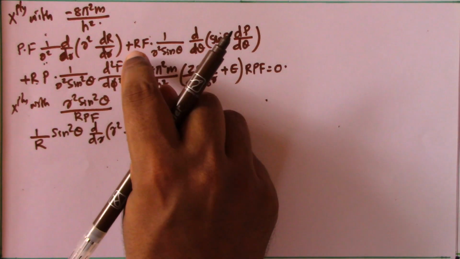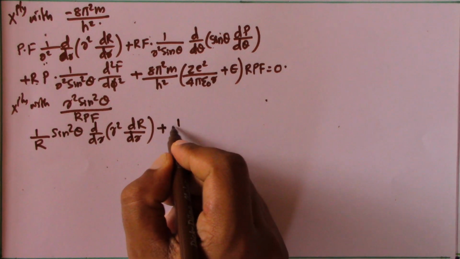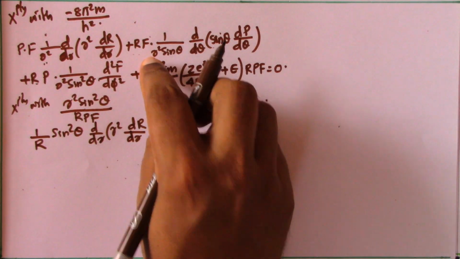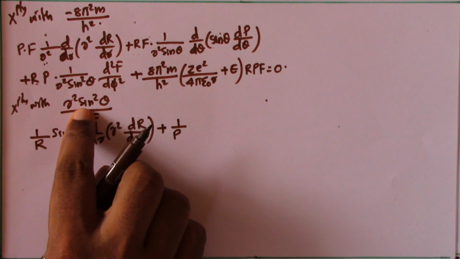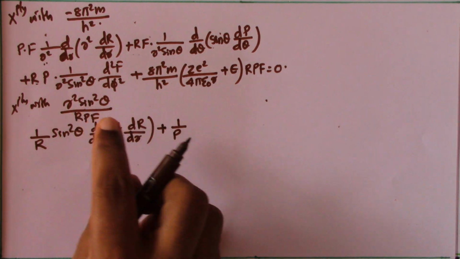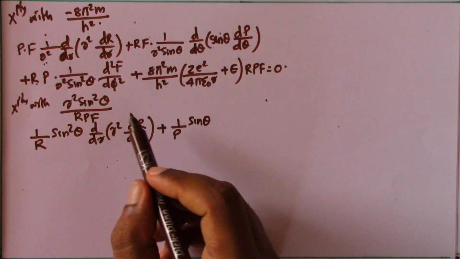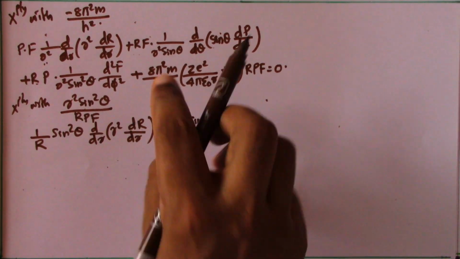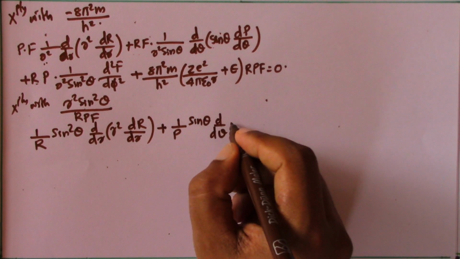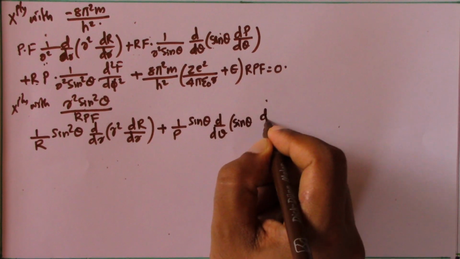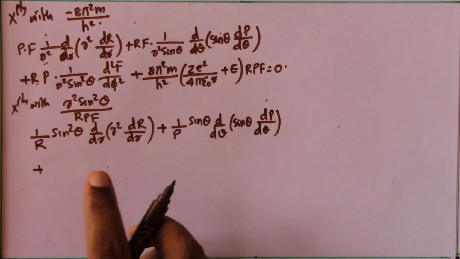Plus R divided by RPF. So R and F will be cancelled, so what is remaining is 1 by P into r square, and r square will be cancelled. Sin theta in this denominator will be cancelled, 1 over the sin theta in the numerator. So what is remaining is sin theta by P, then d by d theta of sin theta dP by d theta, plus R into P divided by RPF.